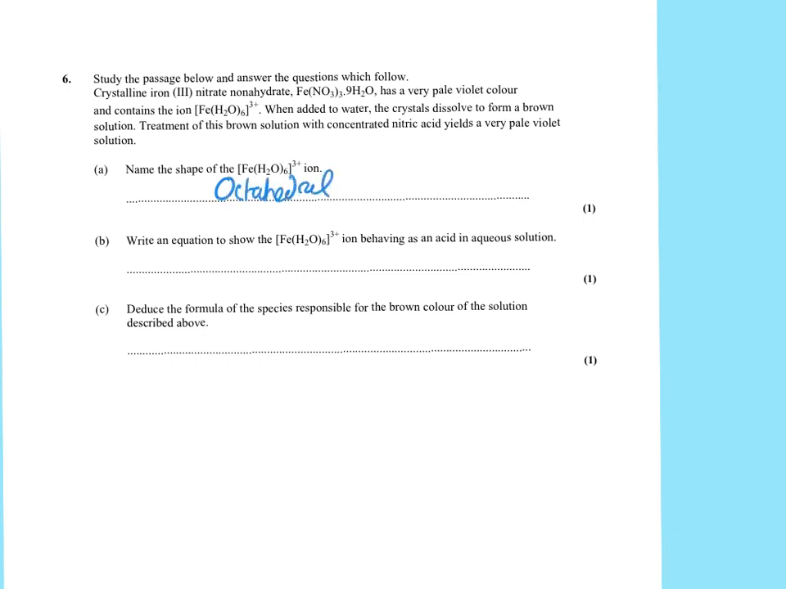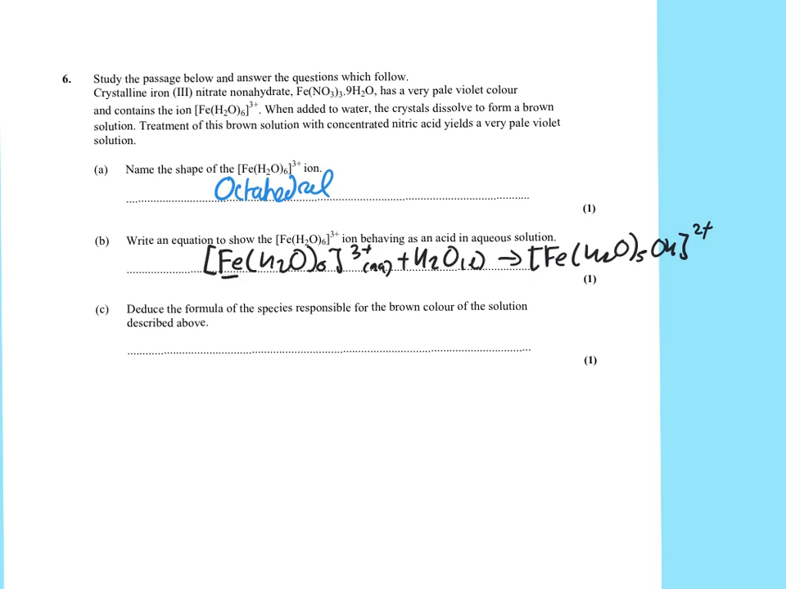Write an equation for the Fe(H2O)6 3+ ion behaving as an acid in aqueous solution. Because the central Fe3+ ion is highly polarizing, it behaves as an acid and it donates a proton to the water, and therefore this loses a proton, so it's left as Fe(H2O)5(OH) 2+, because it's lost a hydrogen. The water's picked up the hydrogen ion.